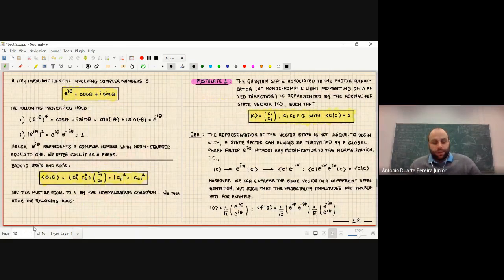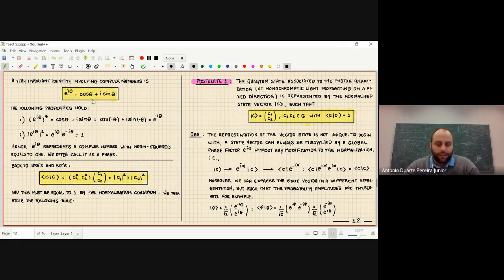And there is a very important identity in complex analysis that we're going to use a lot, so I want to remind you. The relation goes as follows. If you have the exponential of i times theta, then this must be equal to cosine of theta plus i sine of theta. This is highly non-trivial, okay?